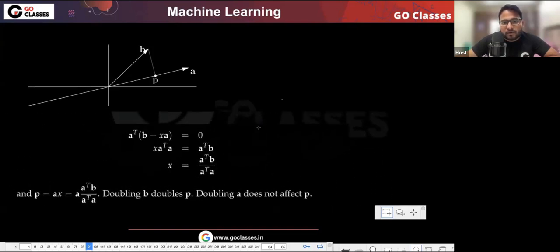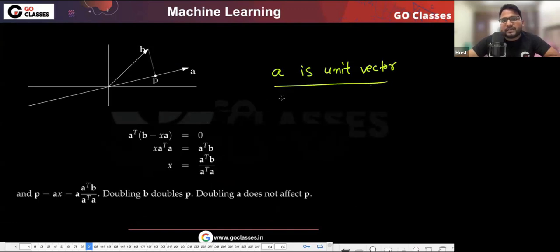So is this fine to everyone, that this is how we are finding out this x, which is A transpose B upon A transpose A? Suppose this A is a unit vector. If A is a unit vector, then can anyone tell me the projection, by the way, is AX or XA? This X is a scalar, you write it here or here, doesn't matter. People write it with their own choice. So if A is a unit vector, then your X is just A transpose B, right? The dot product between A and B.